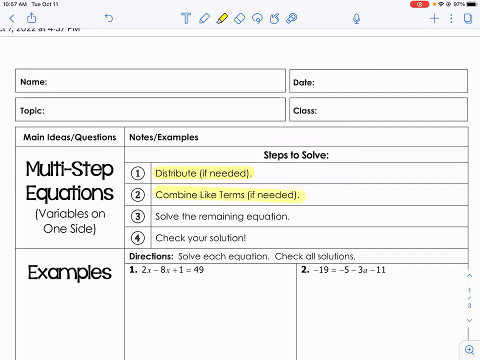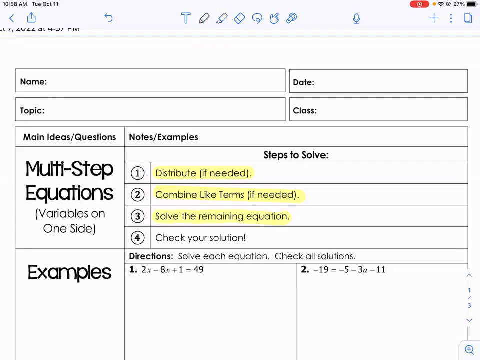So the first 2 things you're going to look for: is there anything that I can distribute? If there's not, that's fine. Let's move on. Number 2, can I combine like terms? If there are, make sure you keep them on the same side of the equal sign. So you might need to look at the right side. Do I need to combine like terms? Look at the left side. Do I need to combine like terms? At that point, we can then solve a 2-step equation.